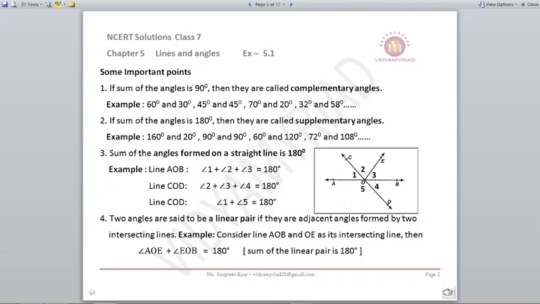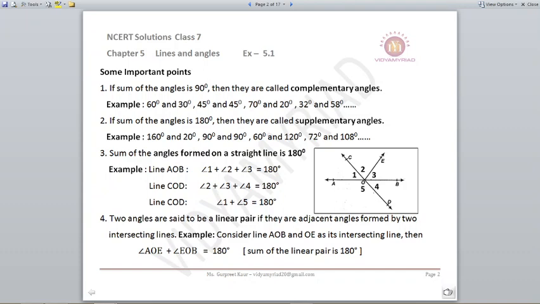Same way, if you see, COD is also a straight line. Just look at the right hand side of COD. You have three angles, angle 2, angle 3 and angle 4. The sum of all of them should be equal to 180 degrees. Same way, if you look below the COD, you have angle 1 and angle 5. So we can say that angle 1 plus angle 5 is also equal to 180 degrees. So this is about angles formed on a straight line. Their sum is equal to 180 degrees.